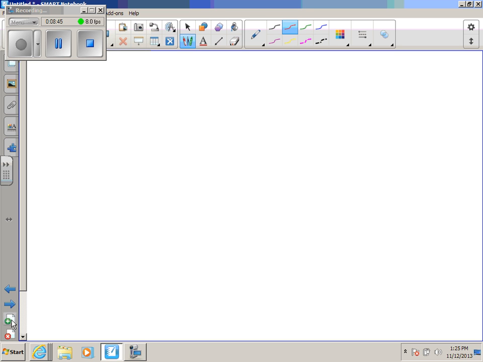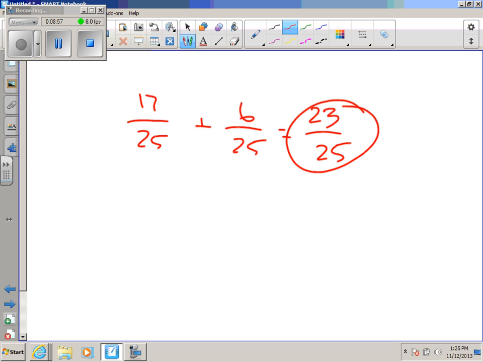Number 10, 17/25 plus 6/25 equals 23/25. That's in simplest form. Number 11, 7/8 minus 5/8, 2/8, which equals 1/4. Very good.